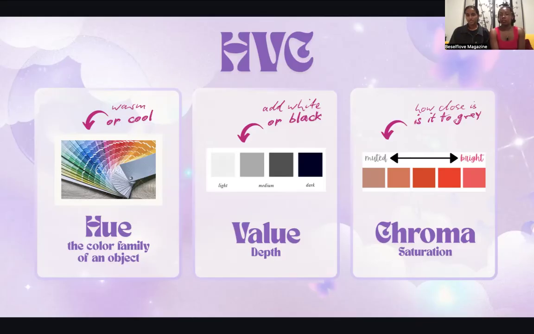Now, C stands for chroma, which is saturation, which is how close it is to gray. We were talking about the summer colors. They're really close to gray. They're really ishy. You can see from the red right here, it's muted as we add more gray to it. As you imagine and visualize adding gray to a color, it'll make more sense. And we'll talk more about HVC in a second. Yes, we are.